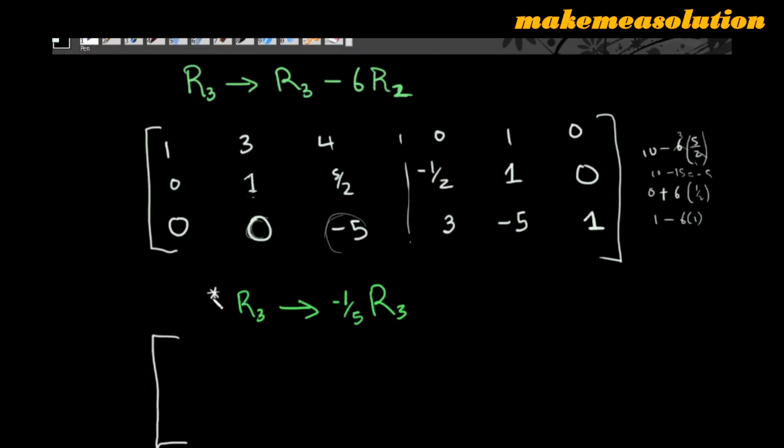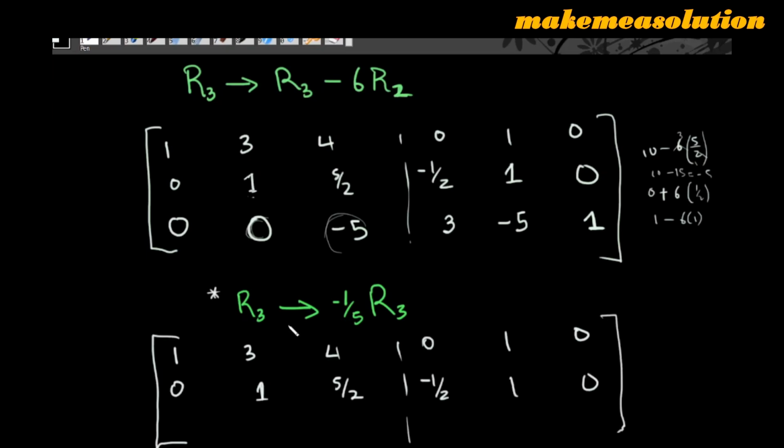It's very important so that you know what to do. So you have your 1, 3, 4, then you now have 0, 1, 0. You now have 0, 1, 5 over 2. Then you now have -1 over 2, 1, 0. And you now have dividing every entry by -5.